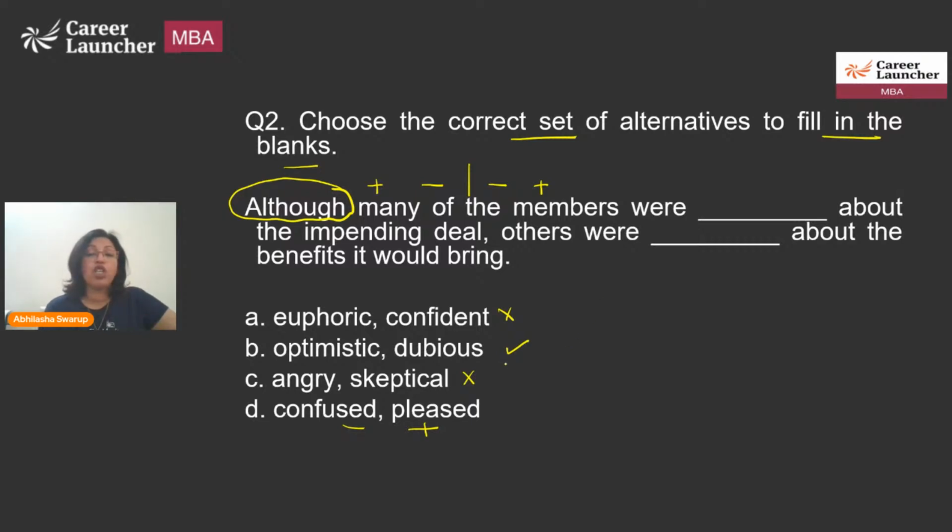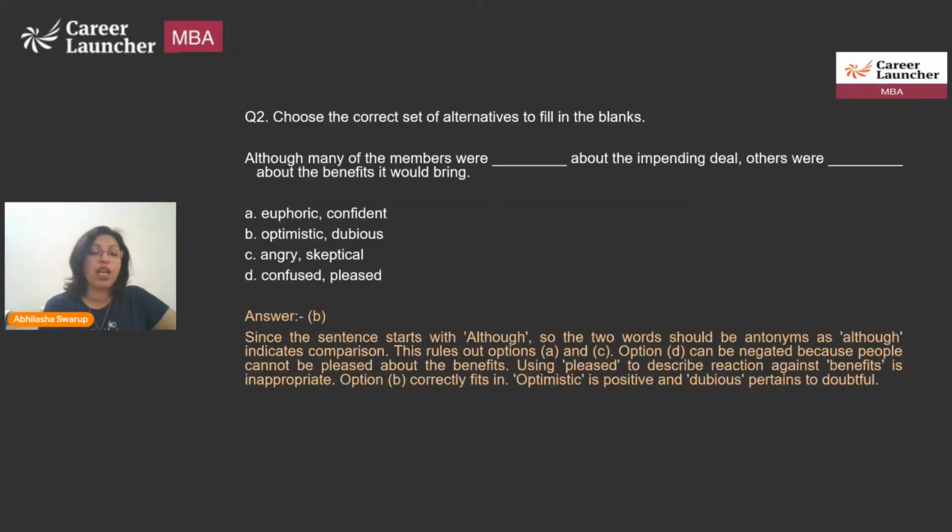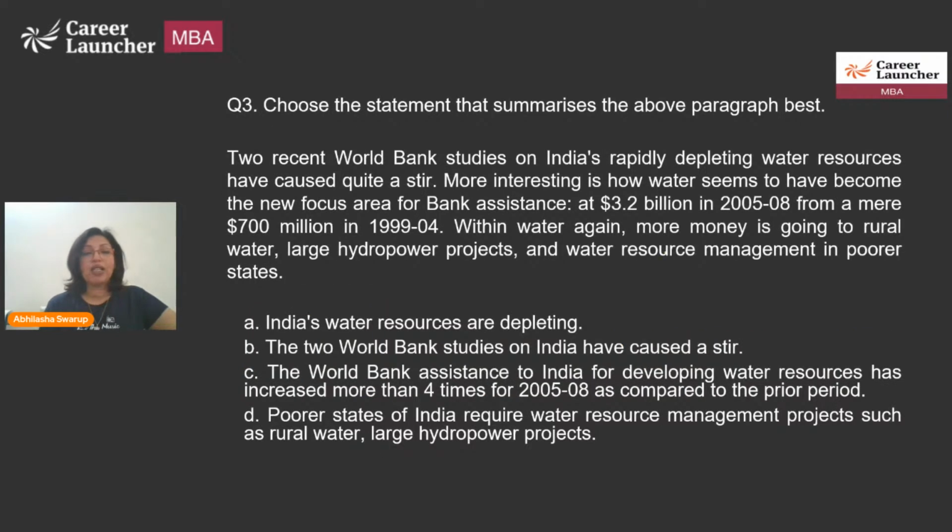So ideally, B should be the better answer. They were optimistic, they were hopeful the deal is impending, others were dubious or doubtful about the deal that would happen. So the correct answer ideally should be option number B. We have marked that as the correct answer. So good job, everyone. Samrat, Somavo, very nice. Okay. All right. Let's look at the third question.